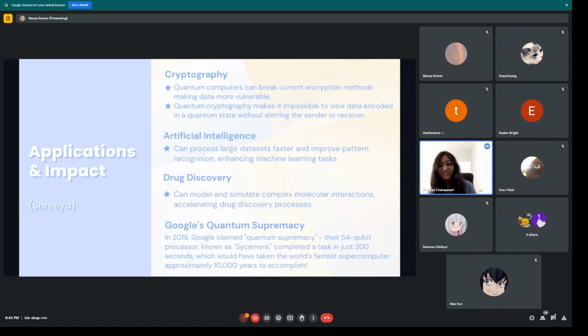And finally, a cool fact is that in 2019, Google's 54 qubit processor performed a task in just 200 seconds, while it would have taken the world's fastest supercomputer 10,000 years.